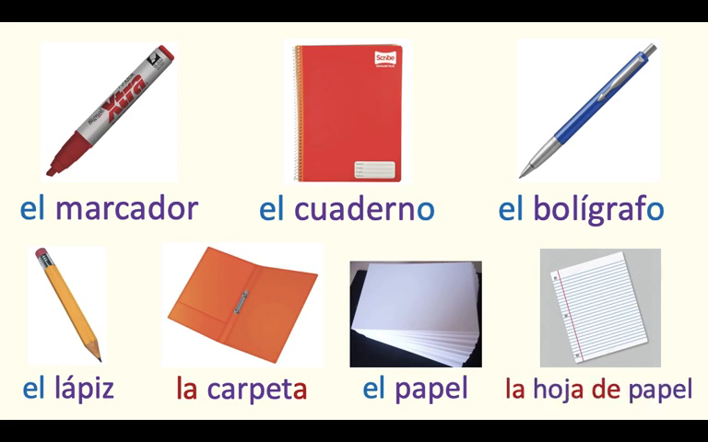Let's say each one more time. Repita, por favor, el marcador. El cuaderno. El bolígrafo. El lápiz. La carpeta. El papel. La hoja de papel. Now one is going to disappear. Mira, look, and tell me which one is gone.